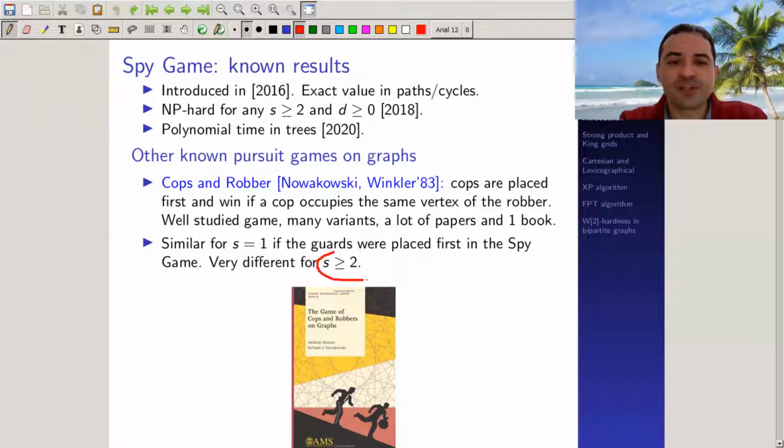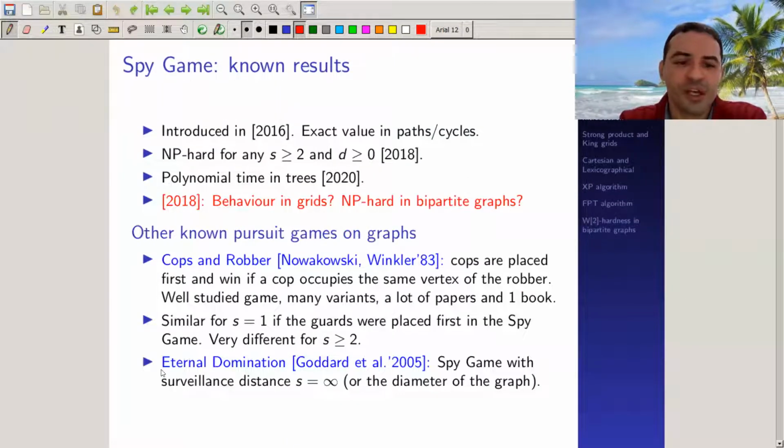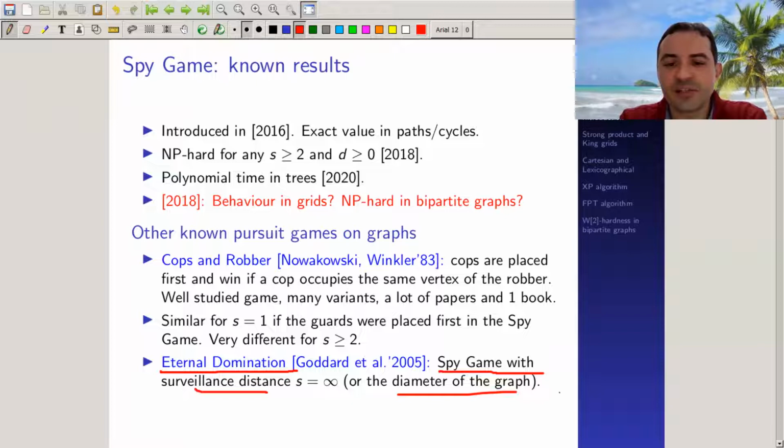But with spy speed at least 2, the spy game and the Cops and Robber game are very different games. The eternal domination game is the same as the spy game with surveillance distance equal to the diameter of the graph.